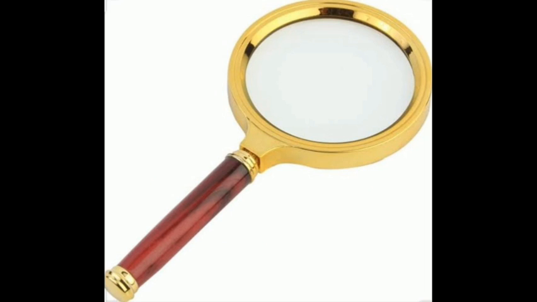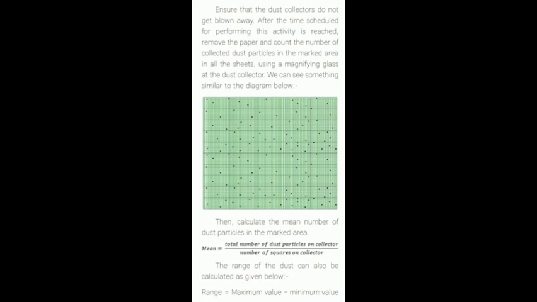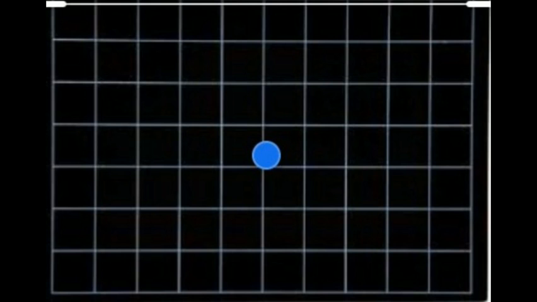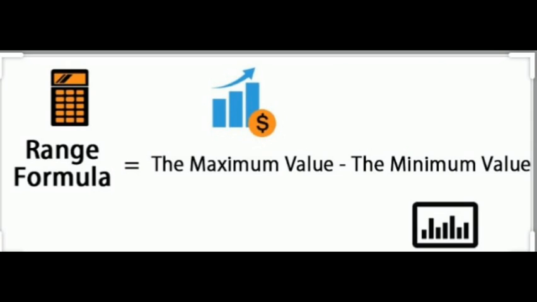Using a magnifying glass on the dust collector, we can see something similar to the diagram below. Then calculate the mean number of dust particles in the marked area. Mean equals total number of dust particles on the collector divided by number of squares on the collector. The range of the dust can also be calculated as given below. Range equals maximum value minus minimum value.